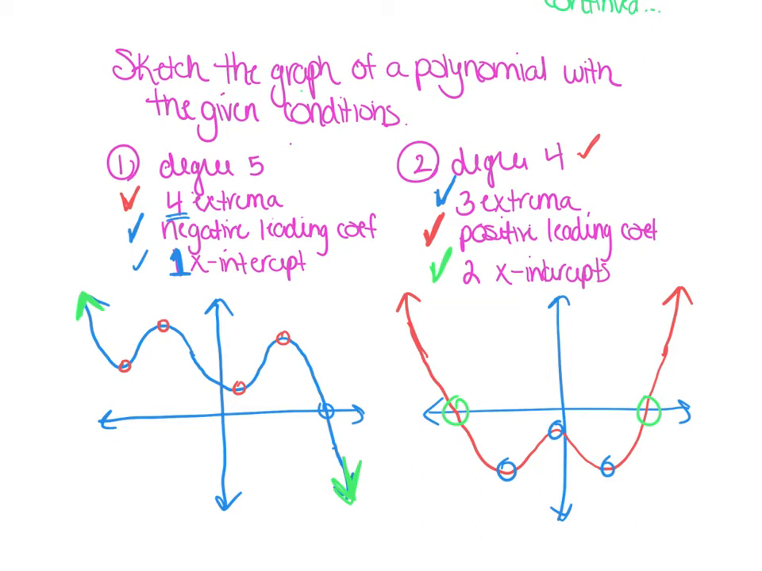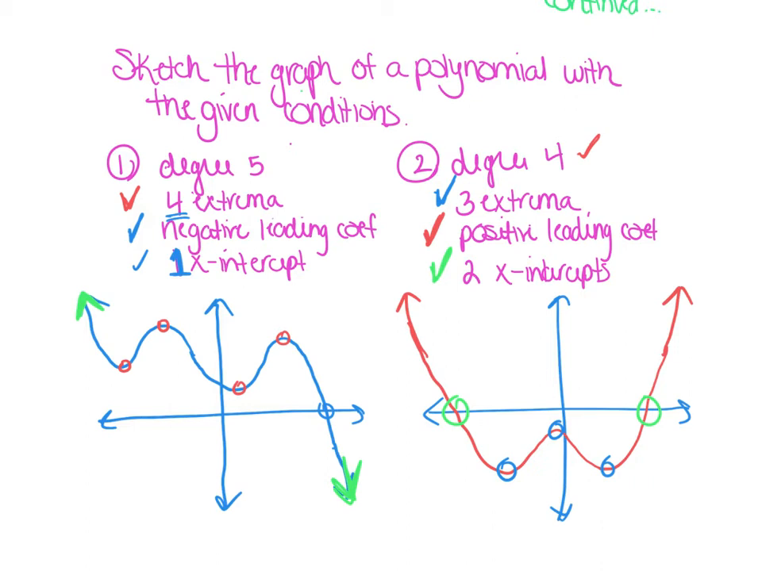And if you find that once you're done, it doesn't pass all of the conditions, maybe try shifting your graph up a little bit or down a little bit, or maybe making your max and mins, those extrema, not so high, or maybe a little bit higher.